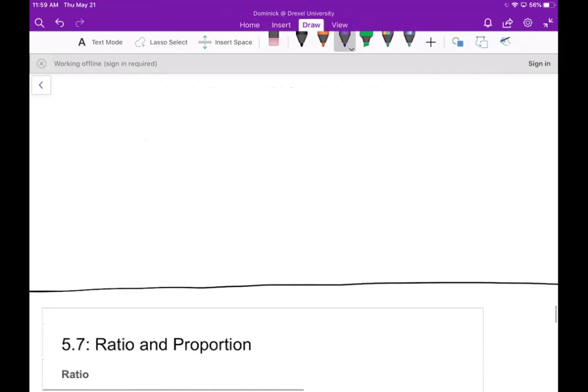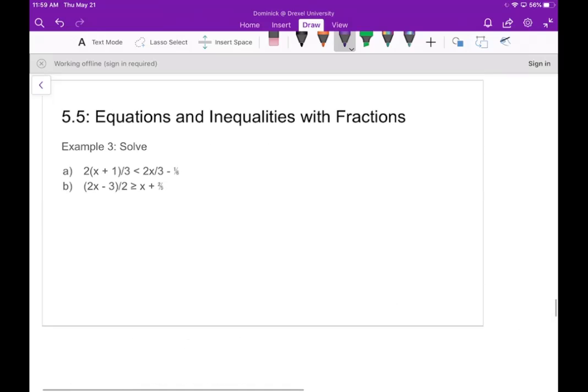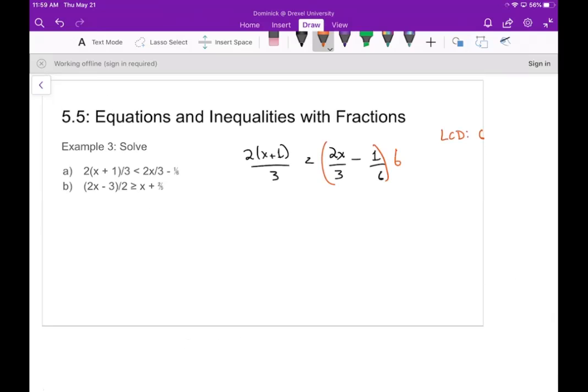Okay, I think these are the last 2 examples. So let's do these last 2, and then that will conclude this video. So we have 2 times x plus 1 over 3 less than 2x over 3 minus 1 over 6. So here it looks like my LCD is just 6. So if we multiply both sides by 6, this cancels with this, and I'll be left with another 2. So we get 4 times x plus 1.